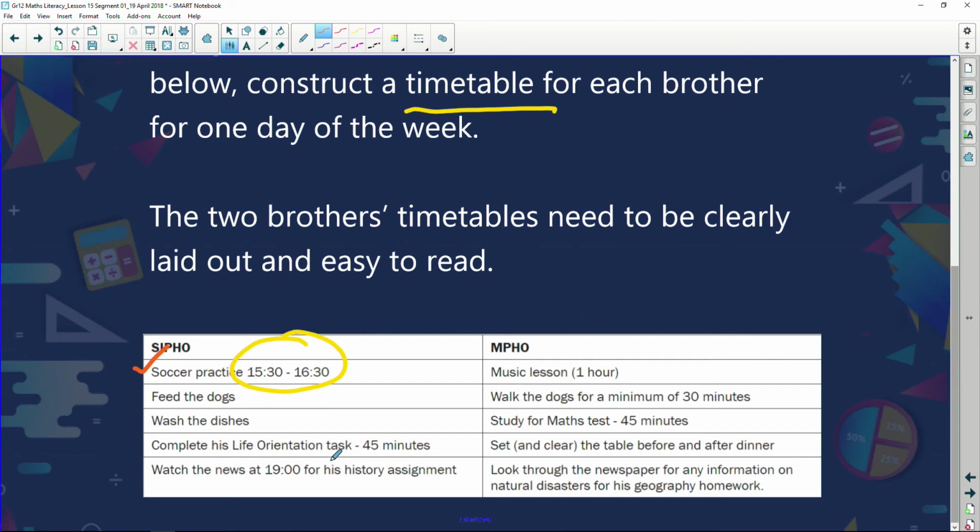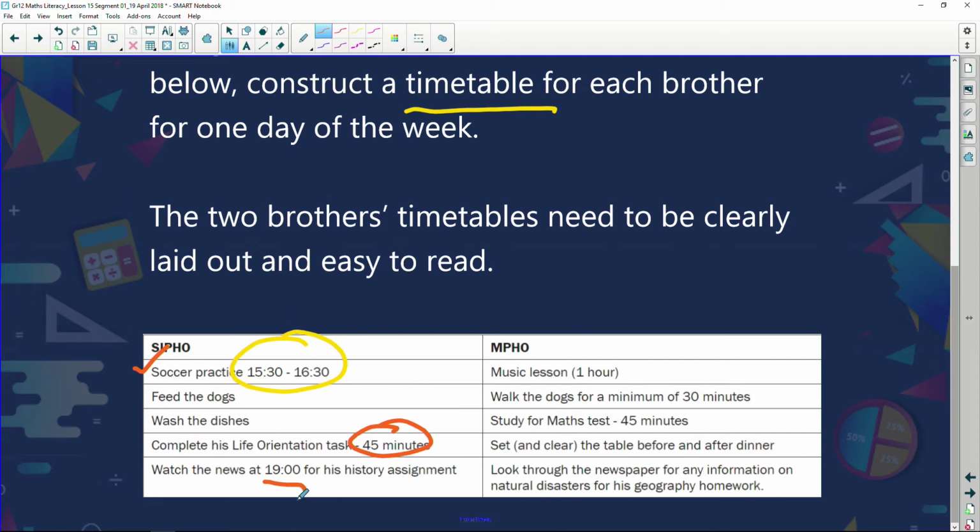Again, we're not saying when he's got to do it, but what we are saying is it's going to take him 45 minutes to do it. Then watch the news at 7 o'clock for his history assignment. Folk, that has got to happen at 7 o'clock. Why? Because that's when the news is on.